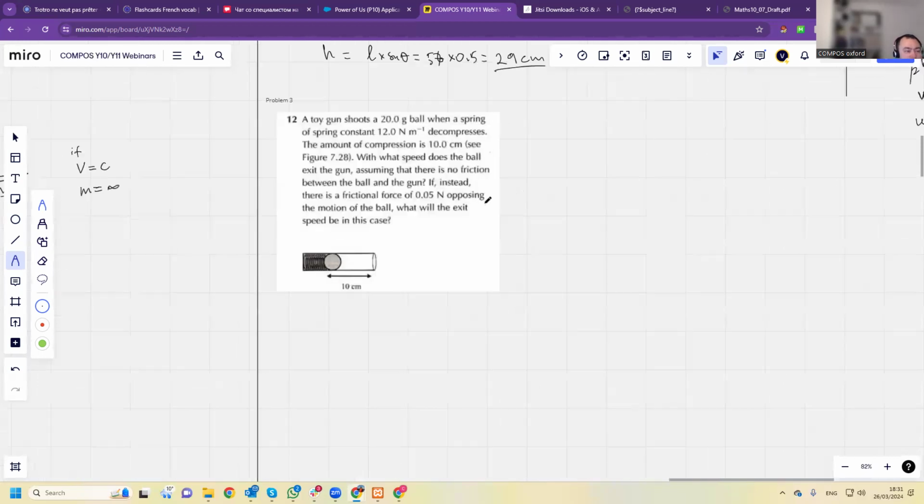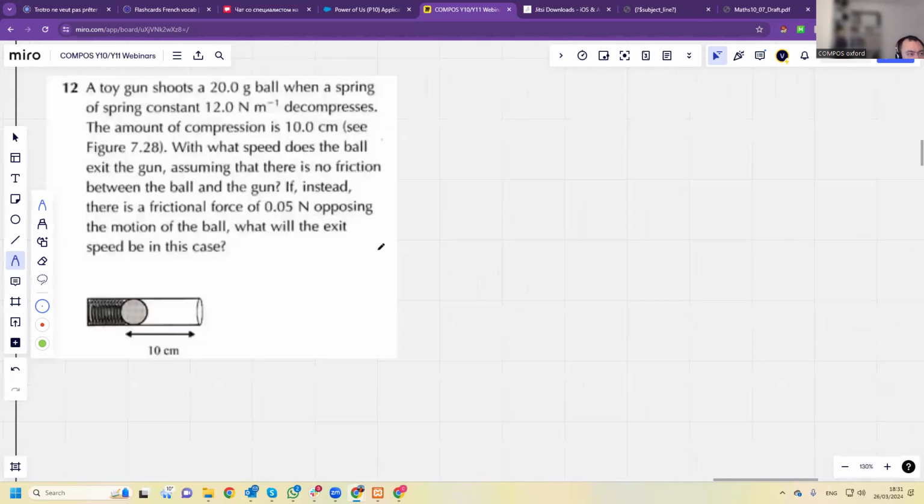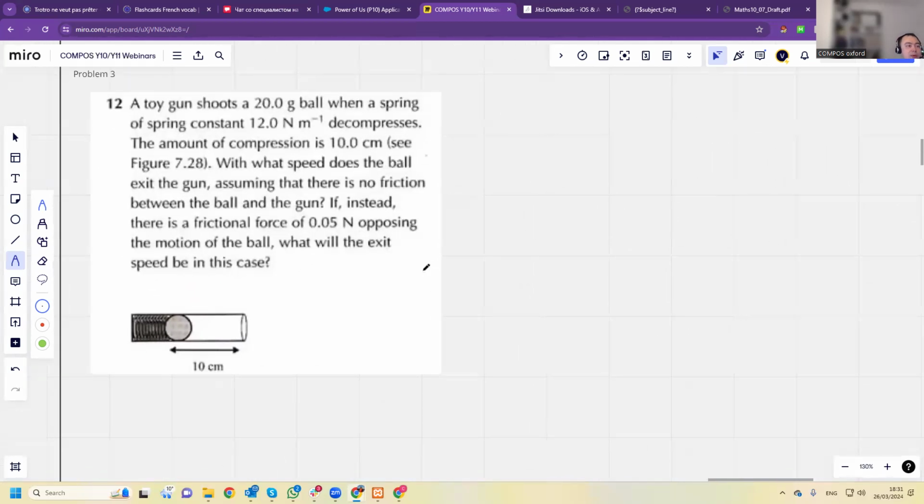All right. A toy gun shoots a 20-gram ball when a spring decompresses. The amount of compression is 10 centimeters. With what speed does the ball exit the gun, assuming there is no friction between the ball and the gun? If instead there's a frictional force of 0.05 newtons opposing the motion of the ball, what will the exit speed be in this case?